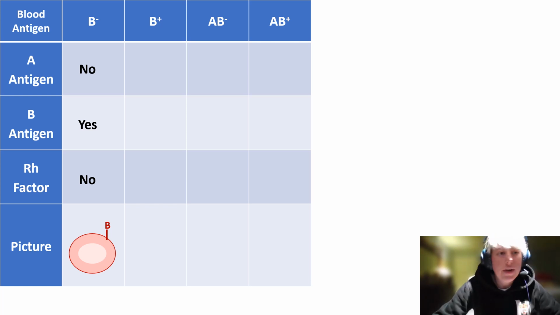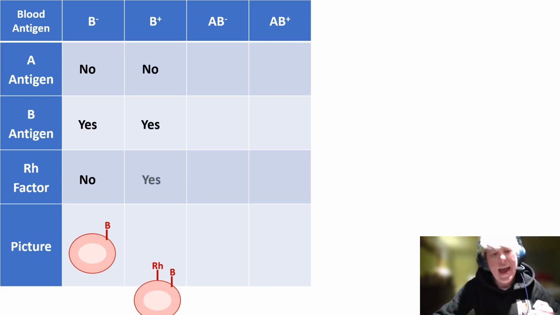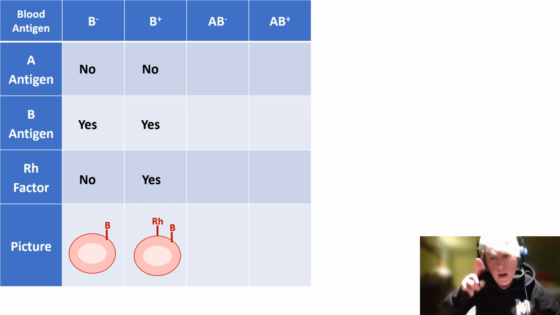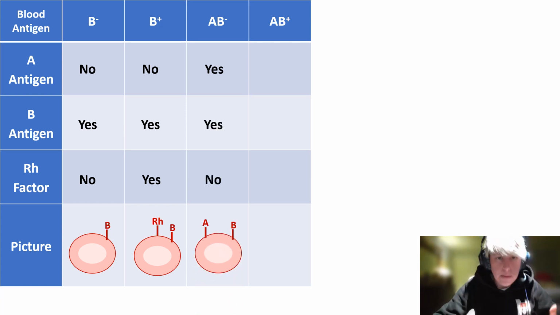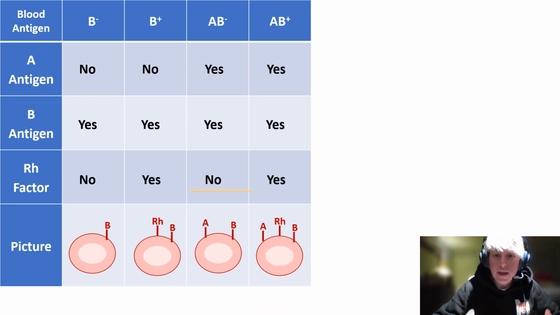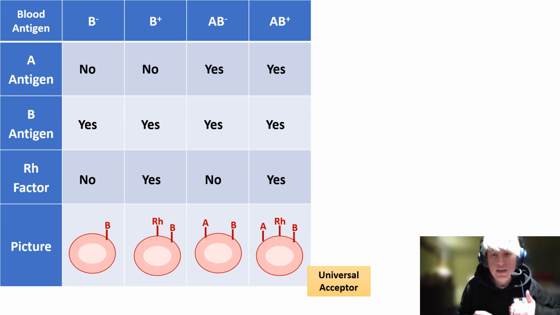B positive would have both the B antigen and the RH factor, because again, the positive sign means that you have the RH factor. And then we have our last 2 blood groups, which would be AB negative, meaning that you have both the A antigen and the B antigen and not the rhesus factor. And then our last possible is the AB positive group. And individuals that are AB positive have all 3 blood antigens, and they are considered the universal acceptor.